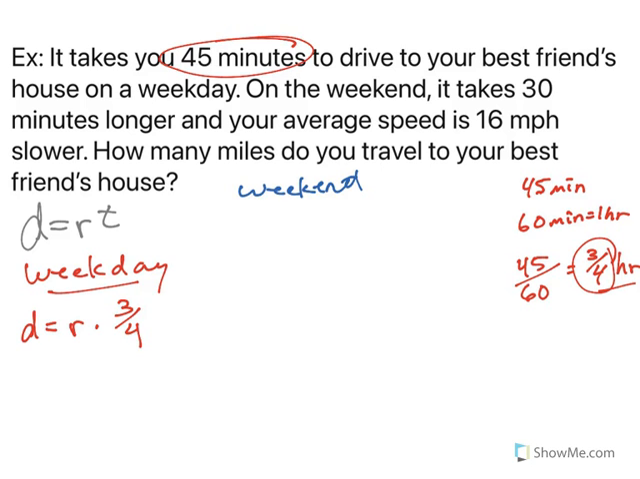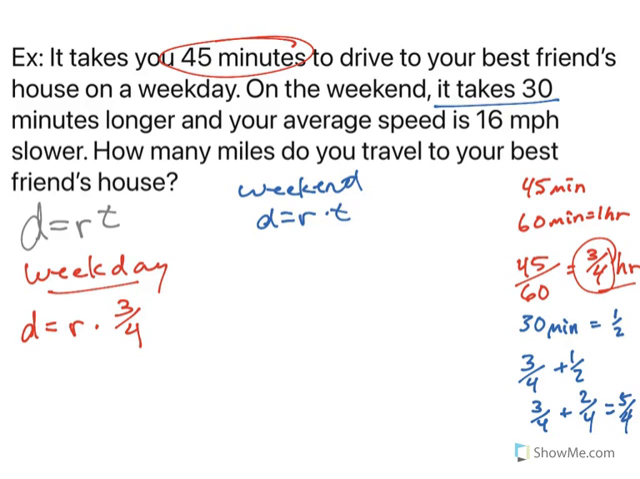Okay, so there's my weekday. I don't know much. On the weekend, it takes 30 minutes longer. Okay, well, 30 minutes is a half of an hour. So 3/4 plus 1/2. Well, let's get a common denominator. 1/2 is 2/4. So that means on the weekend, distance equals rate times time, my time is 5/4. Okay. And my average speed is 16 miles an hour slower. So if my rate over here is R, then my rate on the weekend is R minus 16.